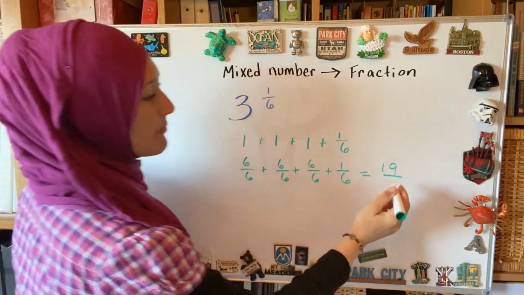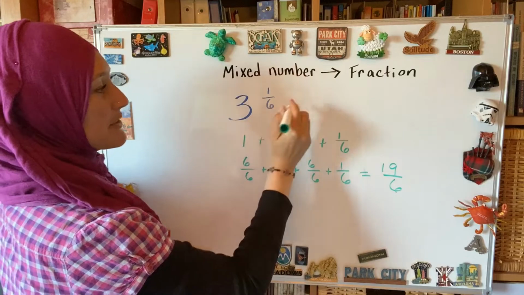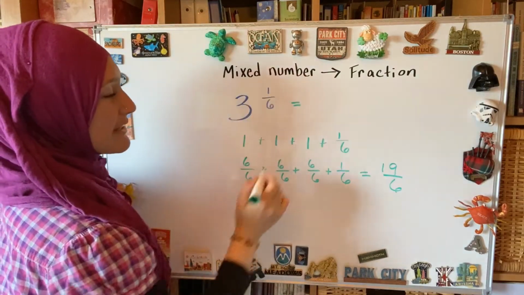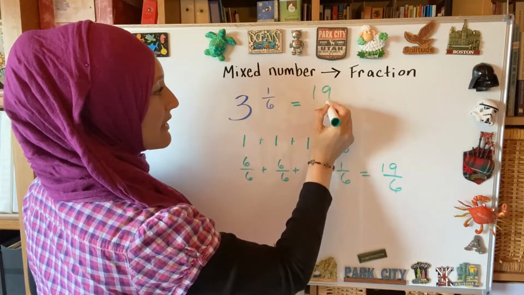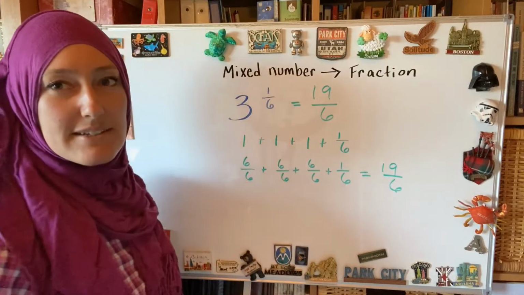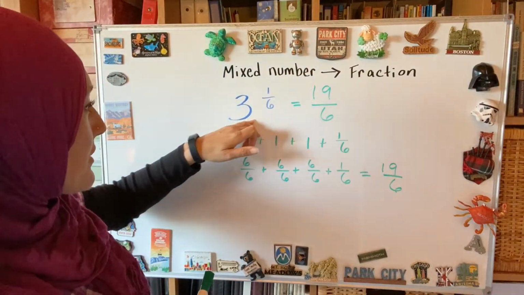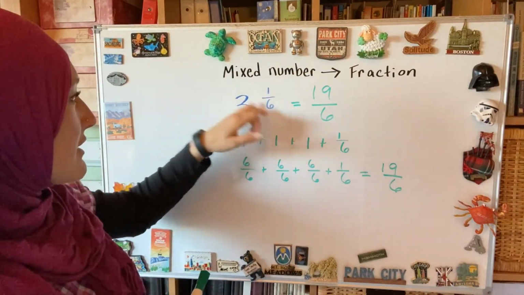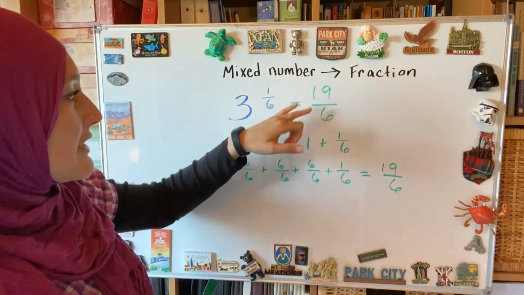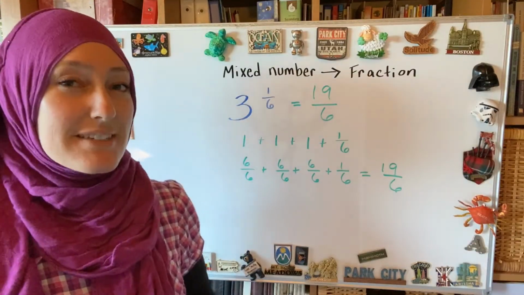And on the bottom, we have our 6. So 3 1/6 is the same as saying 19/6. So the shortcut, 3 times 6 is 18. Add the 1, which is 19, and then put it all on top of 6.